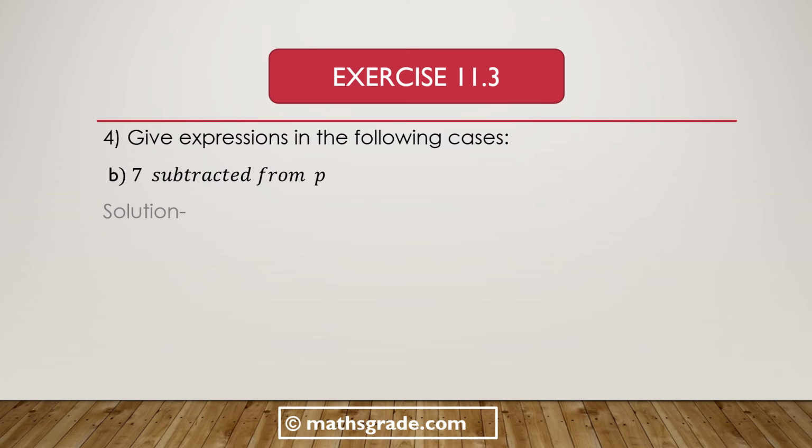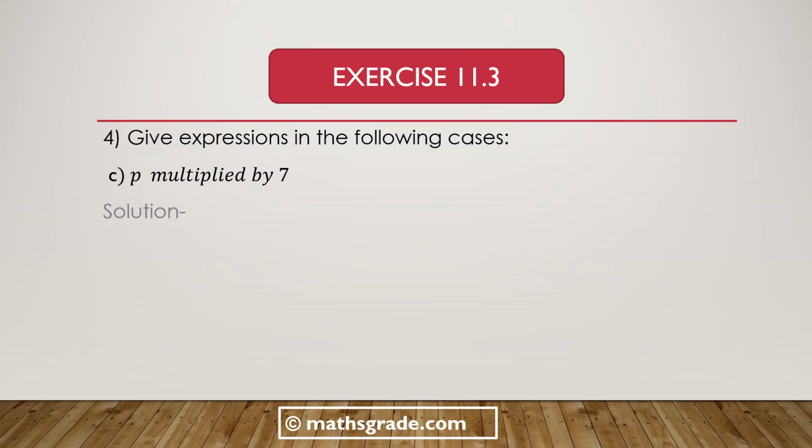Now second bit B, 7 subtracted from p. Here subtracted from p, we have to subtract 7 from the variable p. So the expression will be p minus 7. 7 subtracted from p, p minus 7. Here p is the variable and 7 is the constant.